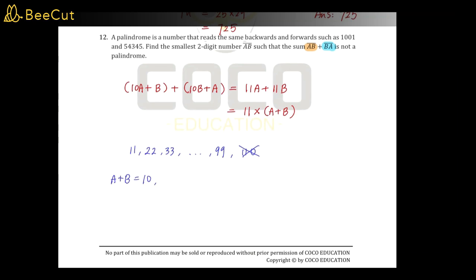And we want to get the smallest value of AB. This means that A is 1, B is 9. So 1 plus 9 is 10. So the number is 19 plus 91 equals to 110. 110 is not a palindrome. So AB is 19.